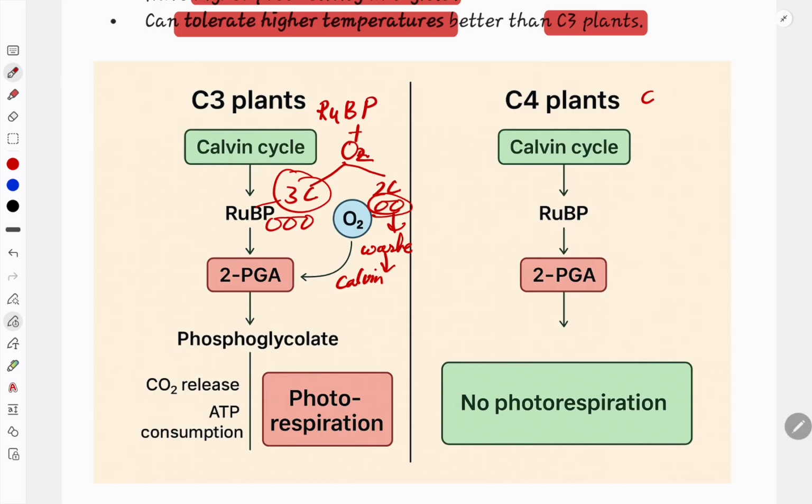But in C4 plants, due to the availability of carbon dioxide, it combines with RuBP and forms two molecules of PGA, which inhibits the process of photorespiration.